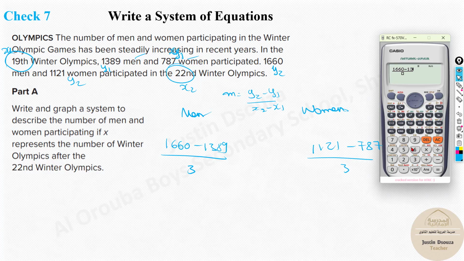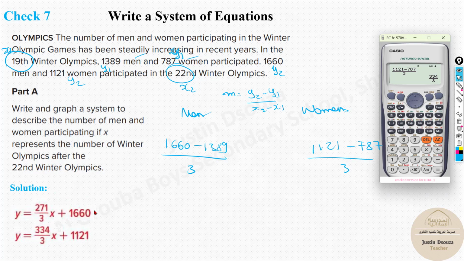1660 minus 1389 divided by 3. The answer is 271 by 3. Let me just check the answer. Yes, that's the slope. And then the next one, just change the values over here. 1121 minus 787 divided by 3, and that's 334 by 3. So these are the solutions, the slopes.